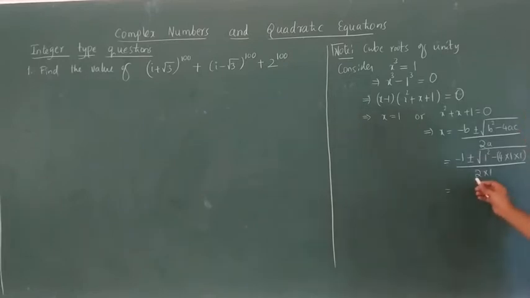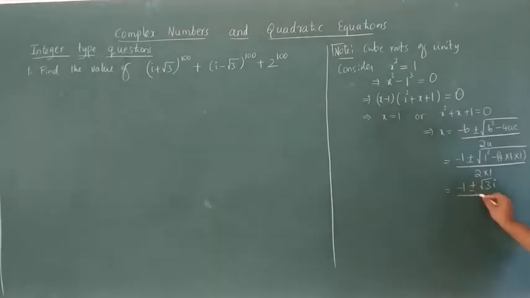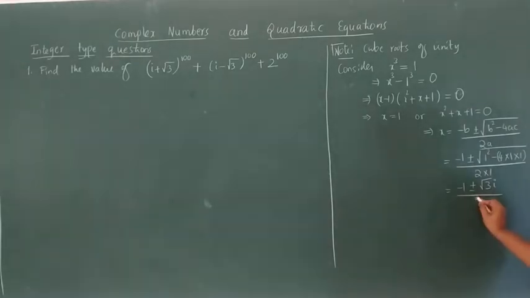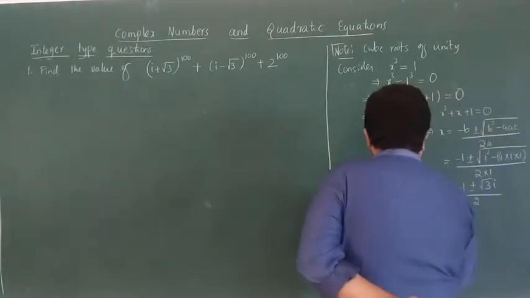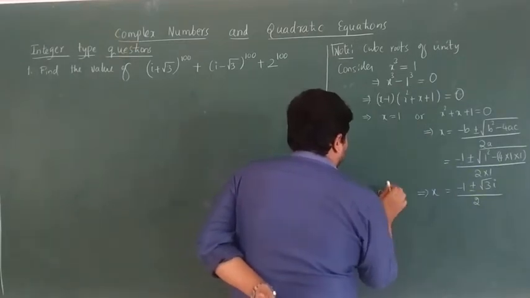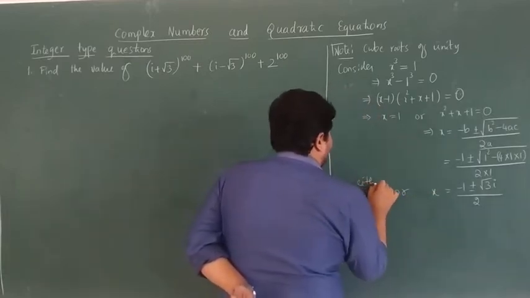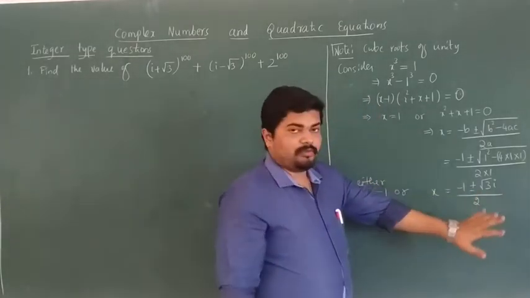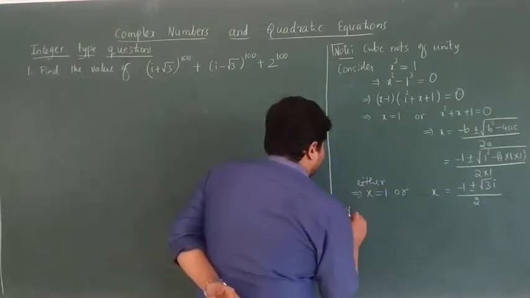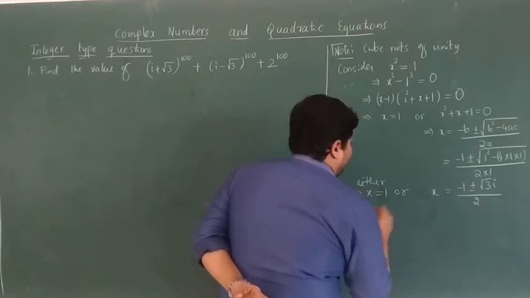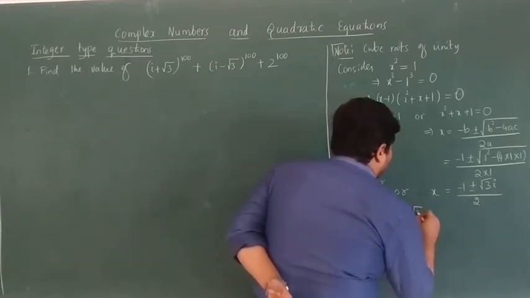Now see here, we have minus 1 plus or minus root of 1 minus 4, that is minus 3, under the square root. Root over minus 3 can be written as root 3 i, because i value you know is equal to root over minus 1, isn't it? Divided by 2. These are the values of x. Either x is equal to 1 or x is equal to these two values. Now here, suppose x is equal to minus 1 plus root 3 i divided by 2.